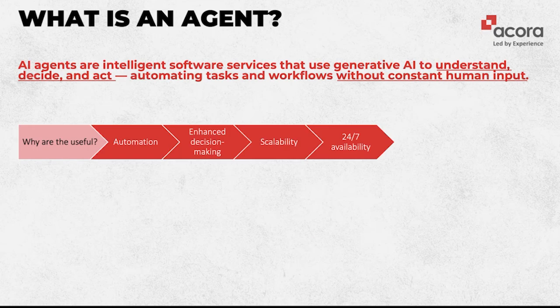So why are they useful? Obviously, there's the automation component and enhanced decision making. We can consume a lot more data than we as humans could, enhancing our decision making capability. Then scalability: we often start with one prototype, and then it seems to have dual functionality across different business units. We can extend those in a modular way, adding on different capabilities. And then it's also 24/7 available.